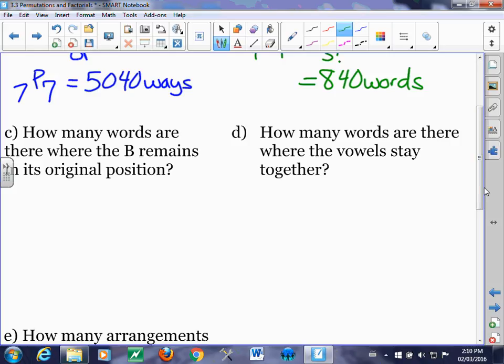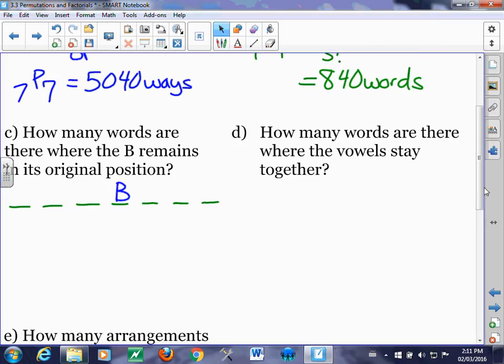Okay. These are kind of cool when you think about it. How many ways are there where B remains in its original position? So when we write this out, 1, 2, 3, 4, 5, 6, 7, B has to remain in its original position. So N-U-M-B, okay? So B is stuck.